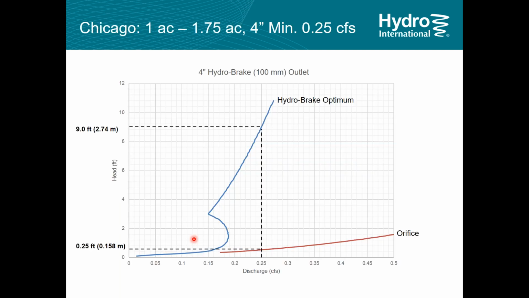In fact, if I look at a 4-inch hydro brake and that 0.25 discharge limit, I could actually drive that down to 9 feet or 2.74 meters and still meet 0.25 CFS of discharge. So compared to an orifice control at roughly 0.52 feet. Sorry, I got a typo there. So it's the ability of the hydro brake to reconfigure a footprint is one of its main uses.